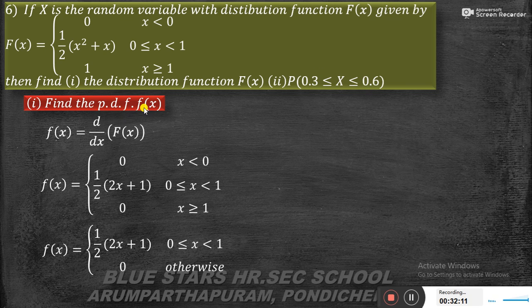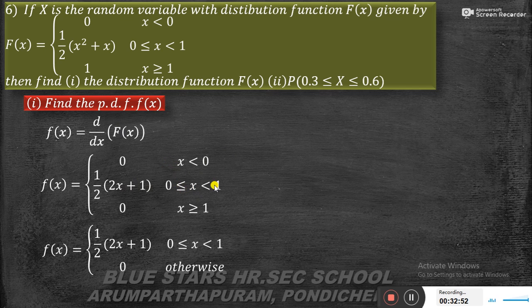Find the probability density function. Probability density function means small f of x, but already they gave the capital F of x. So the formula is small f of x equal to d by dx of capital F of x. So now I differentiate every function in the capital F of x. I differentiate the 0; differentiation of 0 is 0. I differentiate the second function: 1 by 2 into differentiation of x square, which is 2x, plus differentiation of x, which is 1, so 2x plus 1. The limit does not change. We write the same limit, minus infinity less than x less than 0.